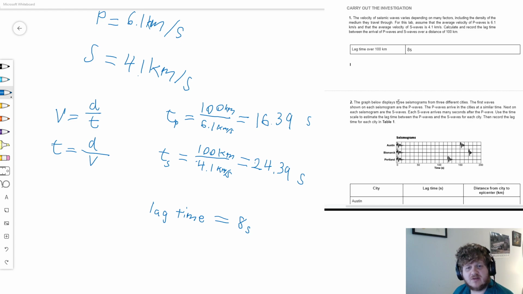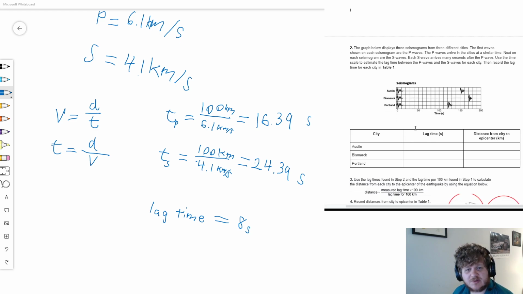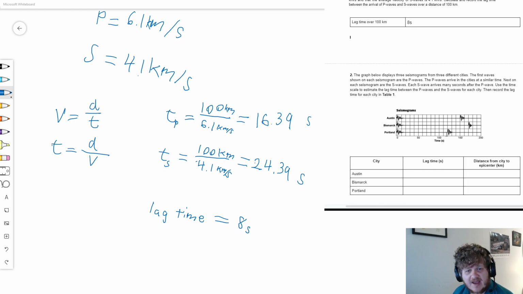So now what we're going to do is we have this little chart here of seismogram data. And what we're going to do is write out the lag time between each of these different places. So if we look at Austin, we're going to just say 0 is when the P wave hits, and we're going to take when the S wave starts as the lag time. So in this case, Austin's lag time is 150.